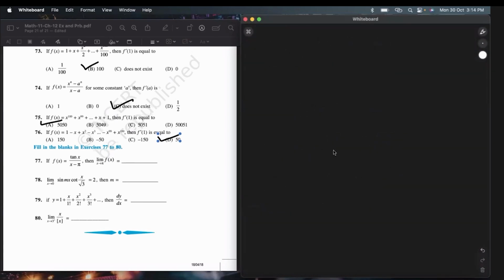Question number 78. So in question number 78, what do I have to do? The limit as x tends to 0 of sin mx multiplied with cot x upon root 3 is given to us as equal to 2. Now we have to find the value of m. So basically, I'll just try to find the limit.